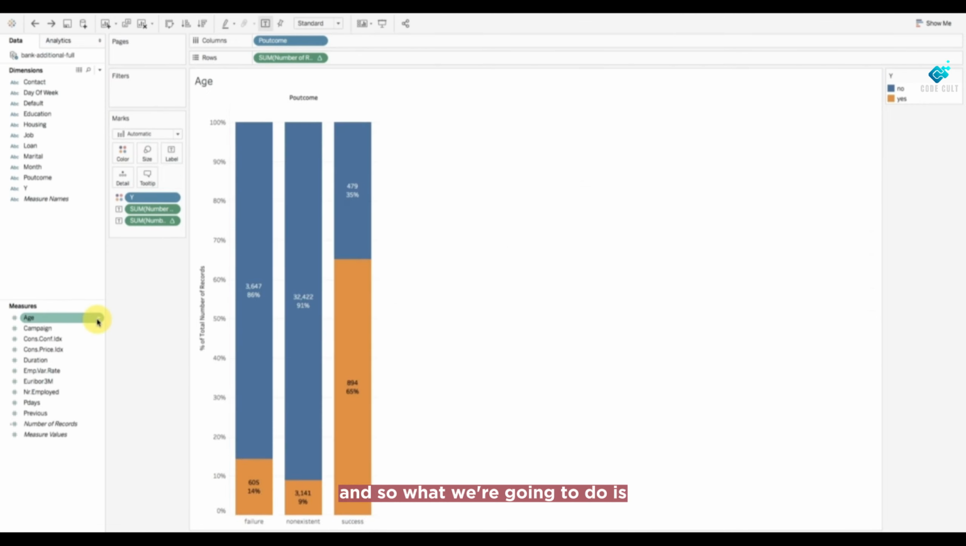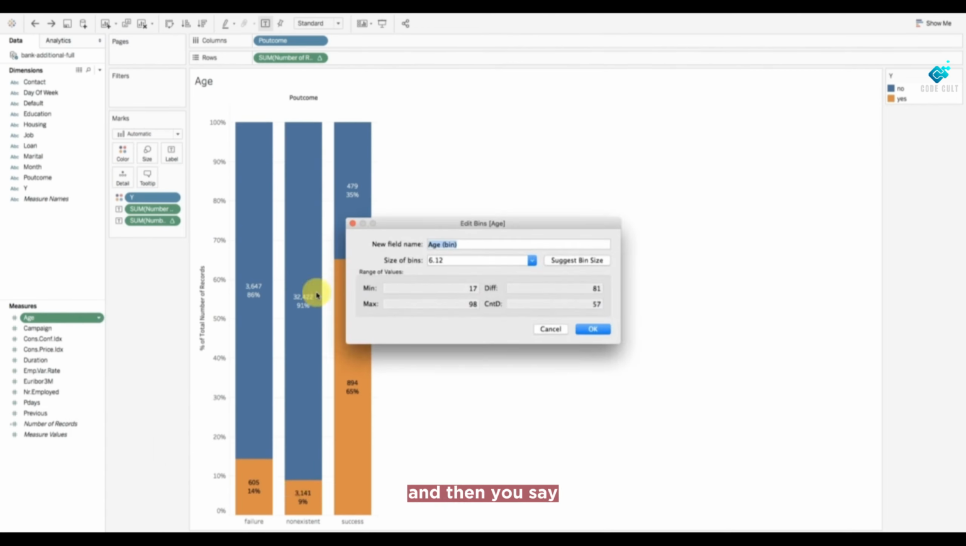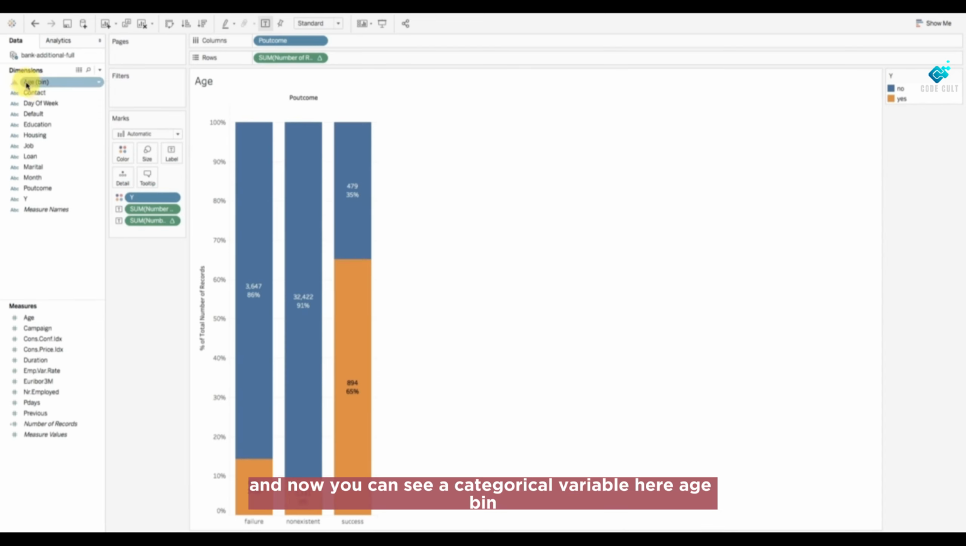And so what we're going to do is create a categorical variable out of it through bins. We're going to bin age into groups. And so you'll see how we do that. If you just right click and you click create, and you create bins, and then you say, don't worry about anything else. We're not going to go into detail here. Just say size of bin 5. So the bins are going to be 5 years each. And now you can see a categorical variable here, age bin.